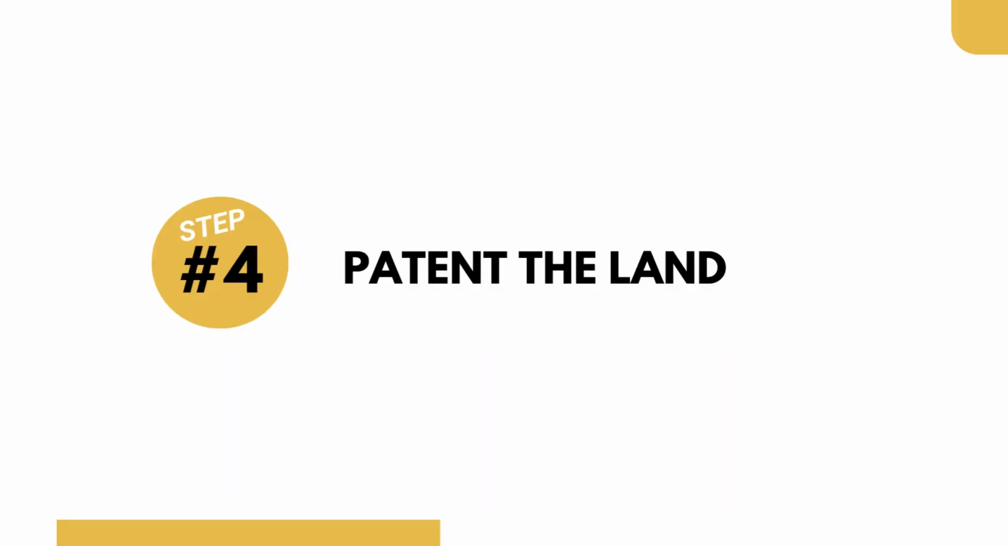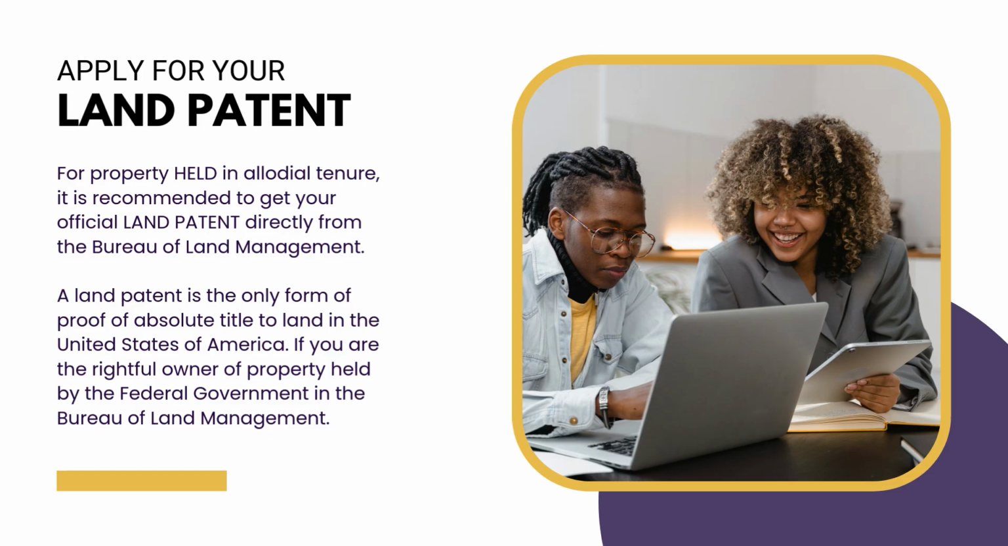After that, step four, final step, patent the land. Now, for property that is held in allodial tenure, it is recommended to get your official land patent directly from the Bureau of Land Management. Now, this is only applicable to parties who have properties in jurisdictions where the property was held and registered with the Federal Bureau of Land Management. If in your state there is no Federal Bureau of Land Management overseeing the properties, this step would not be relevant to you. A land patent is the only form of proof of absolute title to land in the United States of America.